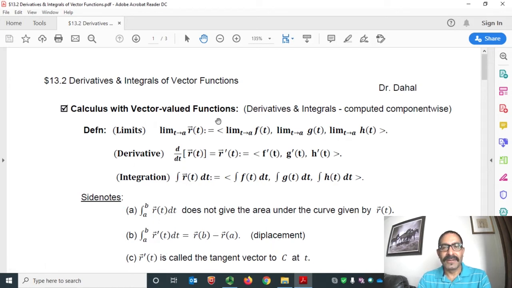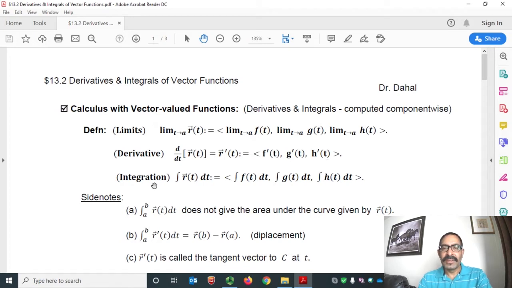Calculus with vector valued functions. Definitions: we define the limit of vector valued functions component wise. Similarly, we take the derivatives of vector valued functions again component wise. So here d over dt of the vector function r(t) equals r prime(t). This equals the derivative of the first component, derivative of the second component, derivative of the third component.